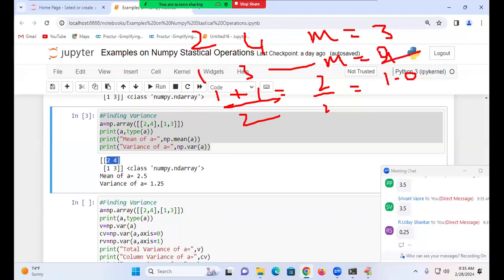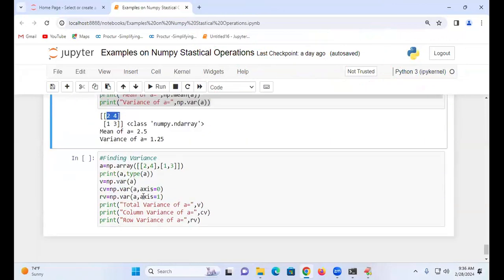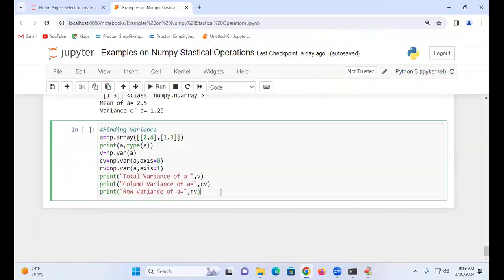2. Are you following? Come on, 2 minus 1, 1. 3 minus 2. So 1, 1, 1 plus 2, that is called what? 2 by 2, which is 1.0. This is related to column. Sorry, row. Are you following?